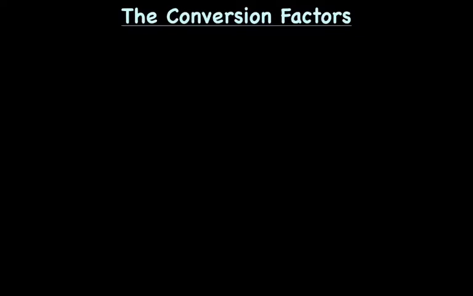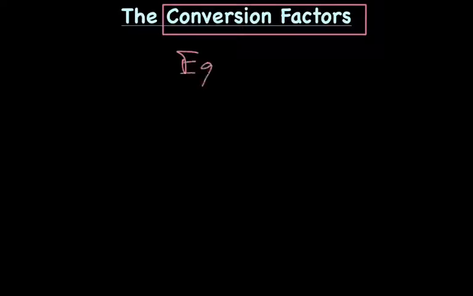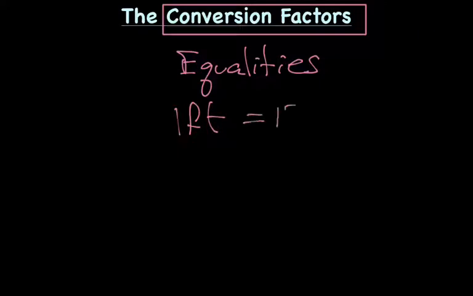All right, so we need to learn some new conversion factors. When we talk about conversion factors, remember we're talking about equalities. It's a way to change from one unit to another, or we're going to find out from one molecule to another. An example of an equality is 1 foot equals 12 inches. The units are different, but those two equal each other. That's what we mean by equalities or conversion factors.